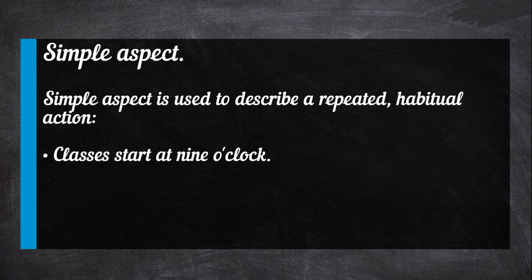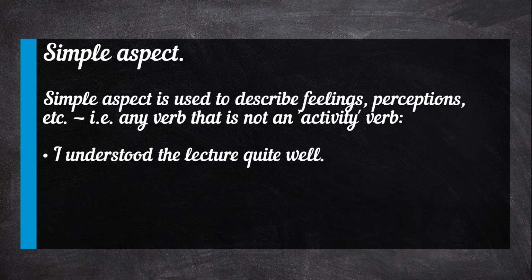Simple aspect is used to describe a repeated, habitual action. Classes start at 9 o'clock. Simple aspect is used to describe feelings, perceptions, etc., i.e., any verb that is not an activity verb. I understood the lecture quite well.